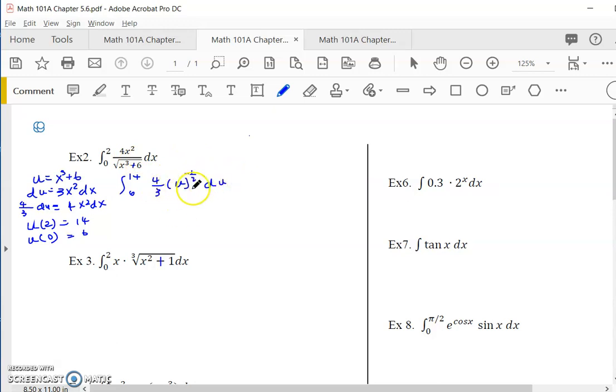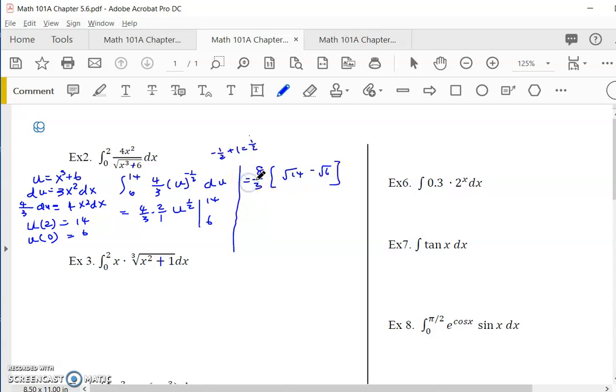So everything can be done by power rule. So it'll be 4 over 3 u to the 1/2, right? Negative 1/2 plus 1 is equal to 1/2. So divided by 1/2, that means times 2 over 1, u to the 1/2. And then we plug in 14 and 6. So then it will be 8 over 3 outside, root 14 minus root 6. And that's the final answer.